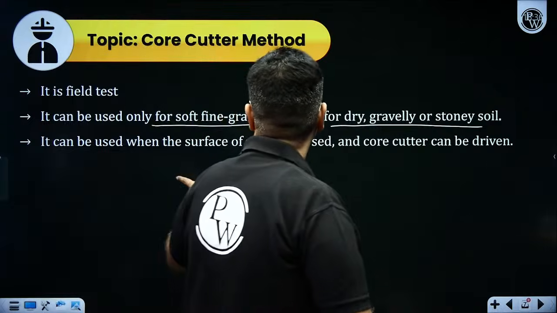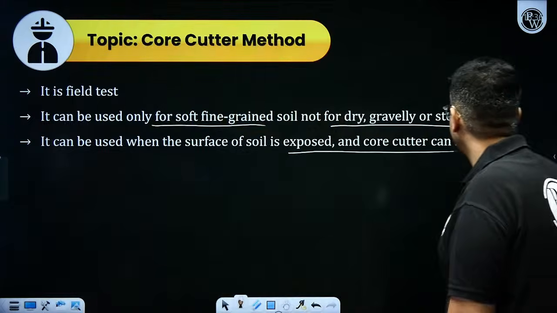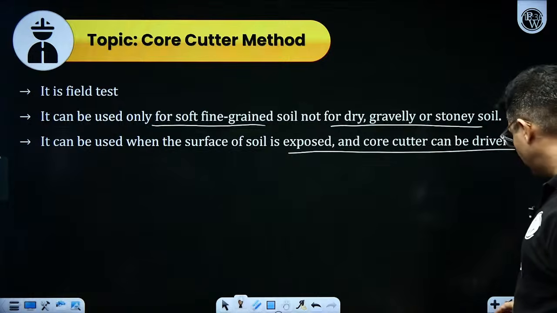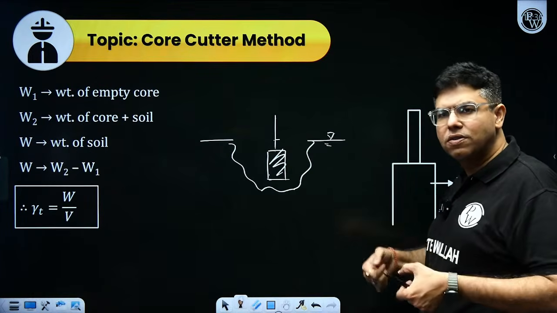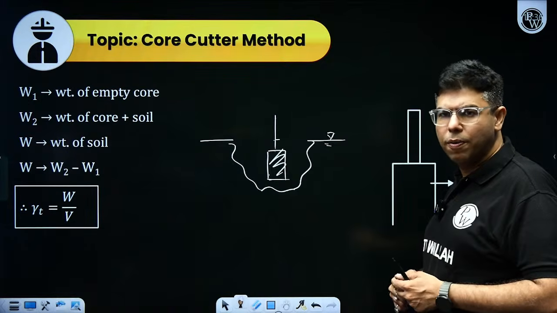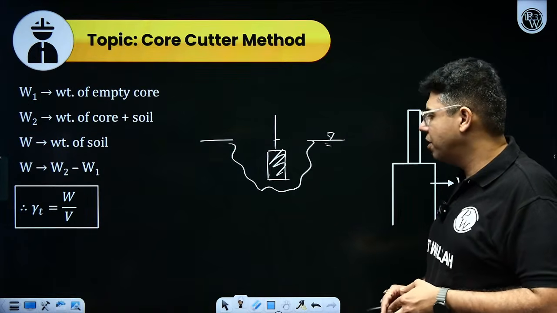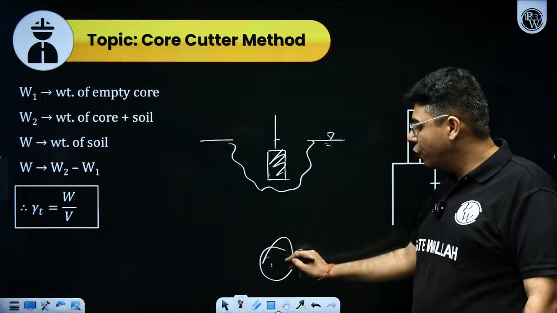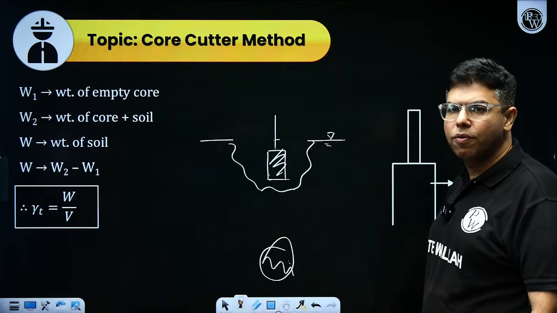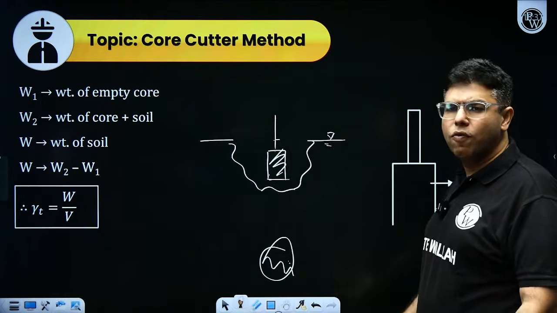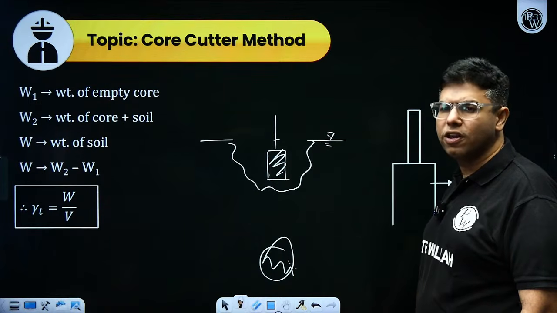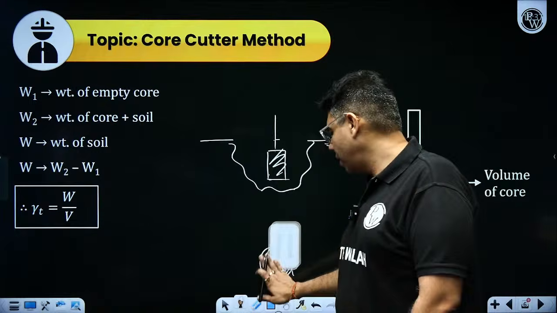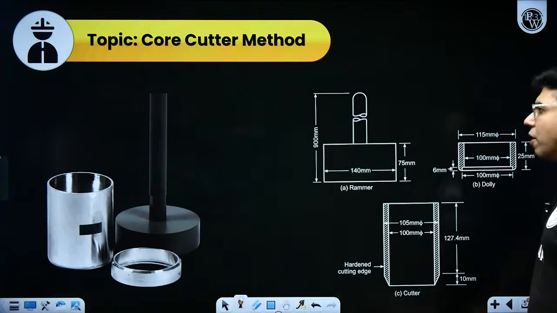It can be used when the surface of soil is exposed and the core cutter can be driven. Only when the surface of the soil is exposed can you insert the core cutter, otherwise you won't be able to do it. And if somebody asks me to find out the unit weight of soil located at great depth, there I won't be able to use the core cutter because the soil surface is not exposed. So, this was my core cutter method.